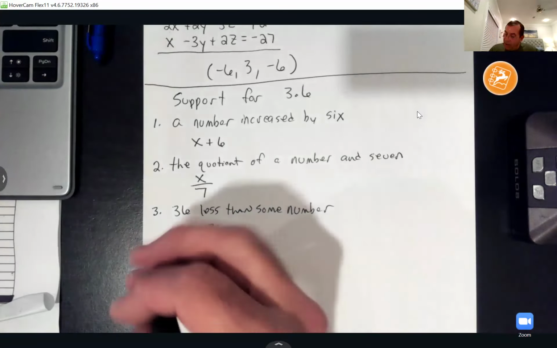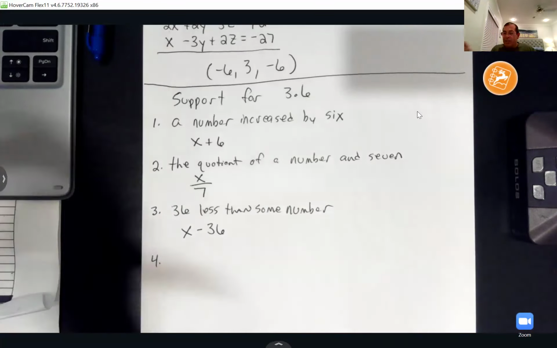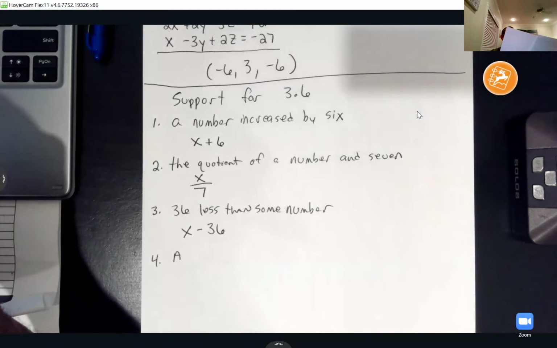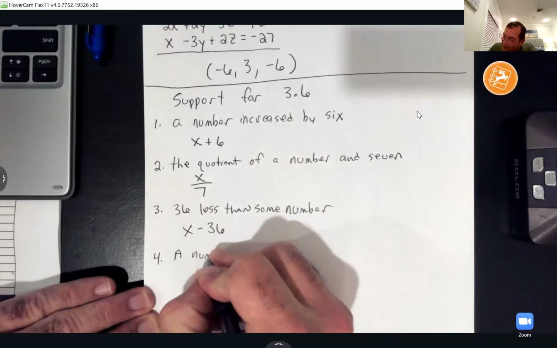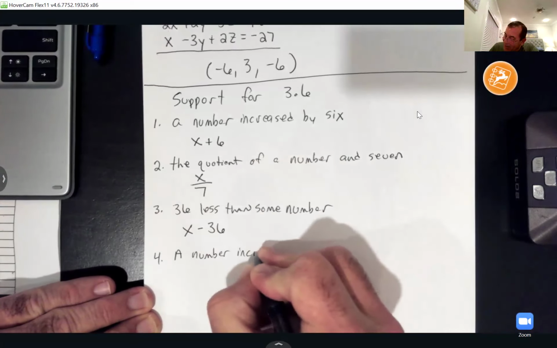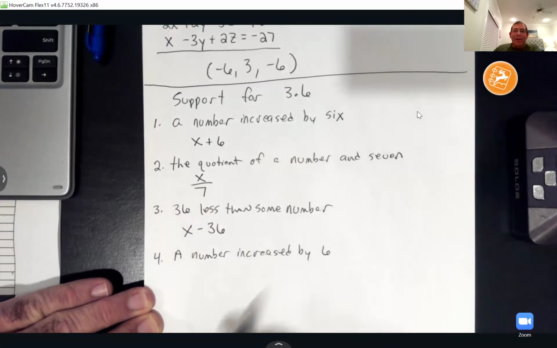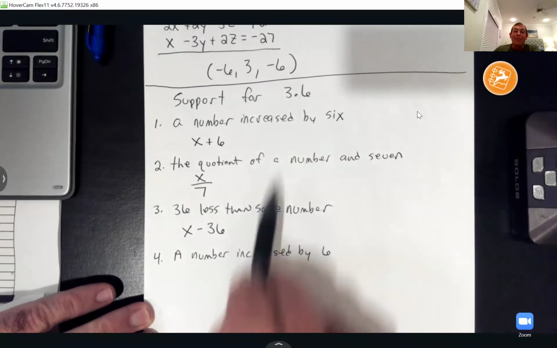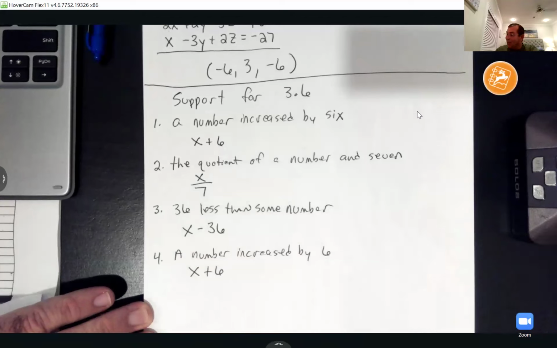Oh, so 4 was just a number increased by 6. Oh, that's a repeat, ain't it? Here's the difference. A number increased by 6. But notice the difference. Up here, they spelled out 6. On this one, they just wrote a 6. But y'all, it's the same equation, so it's going to be X plus 6, okay?